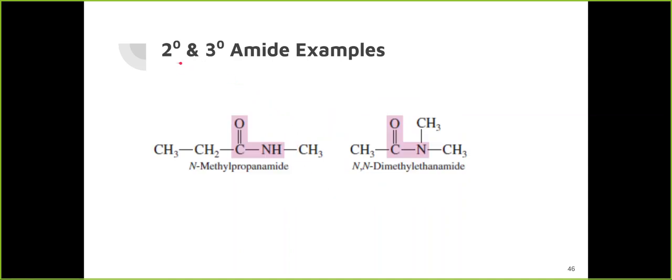In the case of secondary and tertiary amides, you're back to using your N designation. Here we've got a methyl group hanging off this nitrogen. We've got three carbons in our chain, so that's propanamide, and this is going to be N-methylpropanamide. Then in the case of a tertiary amide, we've got two methyl groups off this nitrogen. We've only got two carbons here, so that's ethanamide, and it becomes N,N-dimethylethanamide.